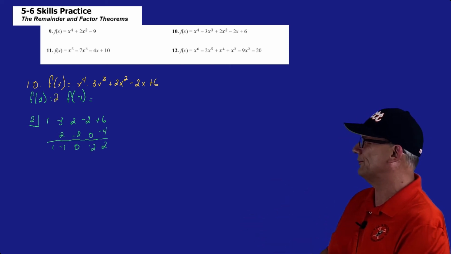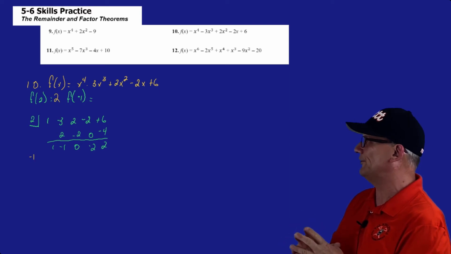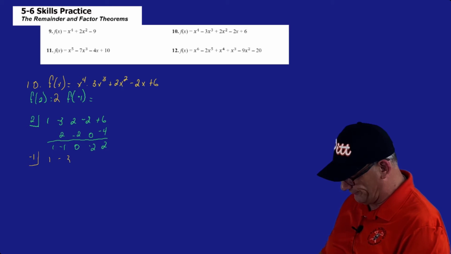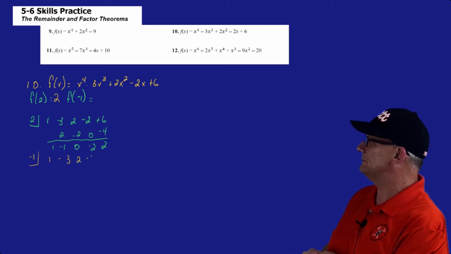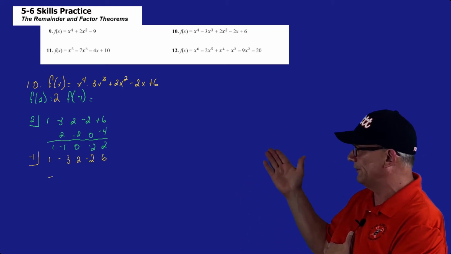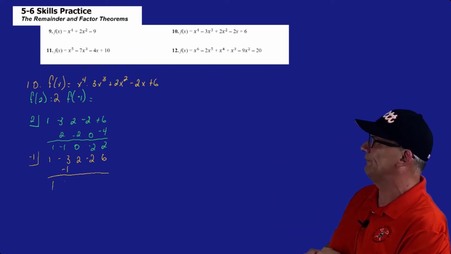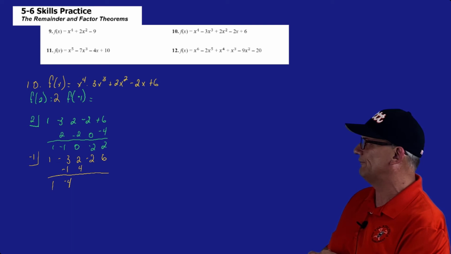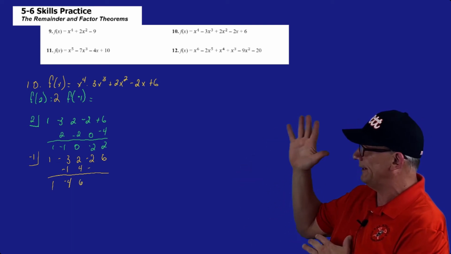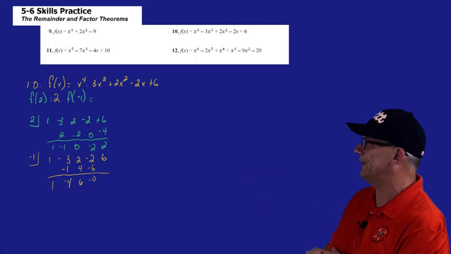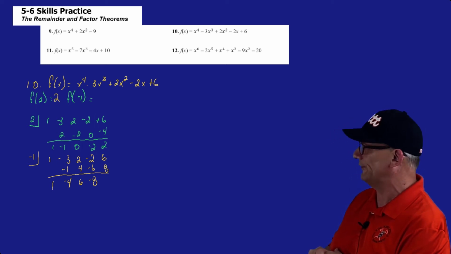All right, let's run it through with negative 1. Same coefficients: 1, negative 3, 2, negative 2, and 6. Bring the 1 down, right? Negative 1 times 1 is negative 1. Negative 3 and negative 1 is negative 4. Multiply that to positive 4. Add them together. And in the end, when we're all said and done, we get 14. So f of negative 1 is 14.